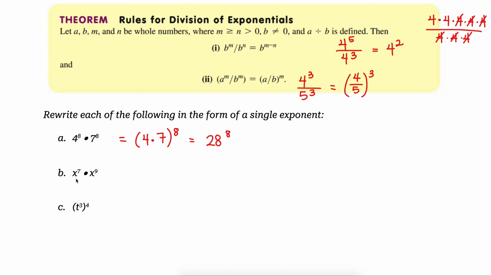The second one, we have the same base, but to two different powers, x to the 7th times x to the 9th. In this case, we just add, so we get x to the 16th power. And in the third one, t to the 3rd power raised to the 4th power. So we're raising an exponent to another exponent. That's when we multiply our exponents. So we end up with t to the 12th.